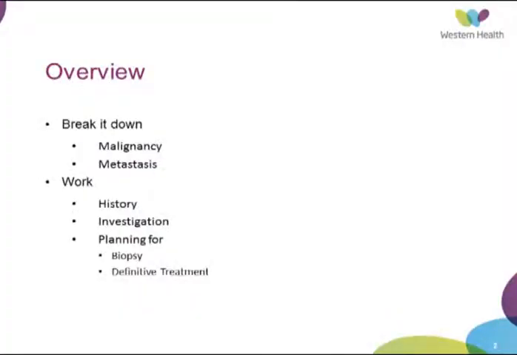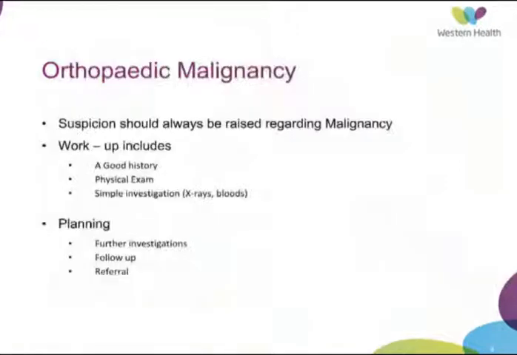So what we have to do is break it down into two things. Primary malignancies, or working out benign tumors, versus metastatic disease in the bone. And that has very important treatment implications, because the treatment completely changes. And then the workup, so we obviously have to talk about the history, investigations, what we're going to order, and then what we're going to plan for once we've made that diagnosis.